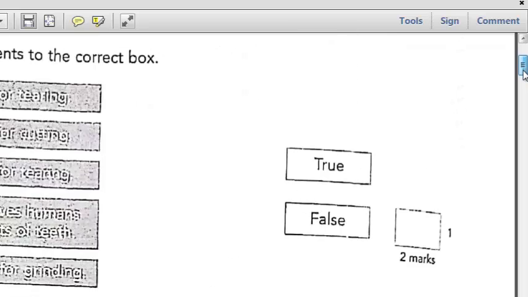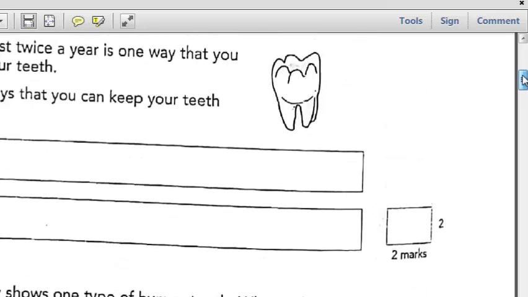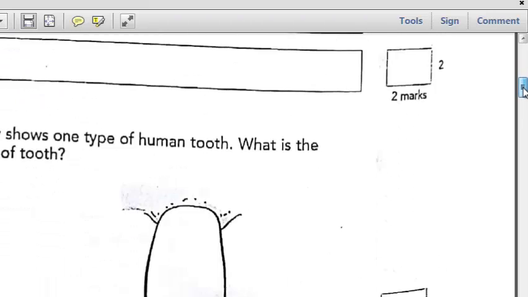Let's move to question number 2. Visiting the dentist twice a year is one way that you can look after your teeth. List 2 other ways that you can keep your teeth healthy. Brushing them 3 times daily and stop eating too many sweets. And we can also write eat healthy food and so on.